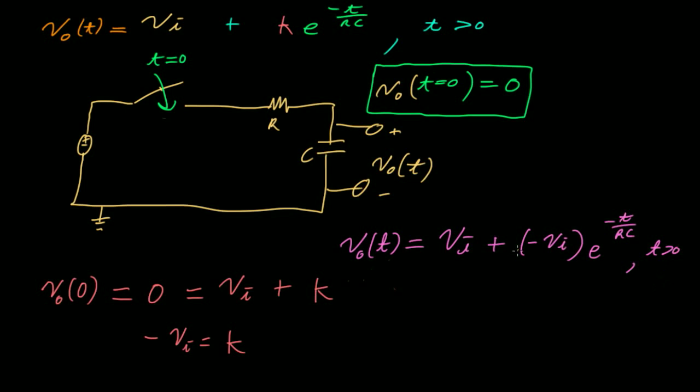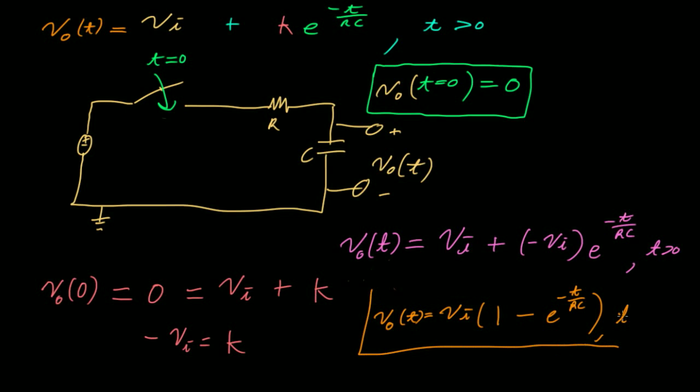And now the very last thing you can do, if you just want to clean up this equation a little bit, is you can just say that V out as a function of time, we can factor out a Vi from this. So we can say Vi times 1 minus e to the minus t over RC, for all t greater than 0. So that is pretty much our answer. That's the answer for the output voltage across that capacitor as a function of time.